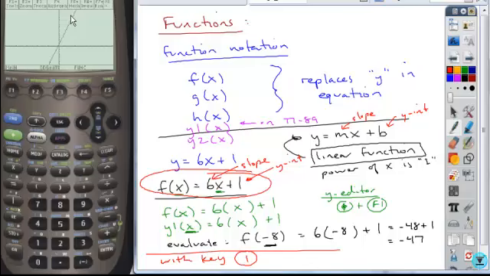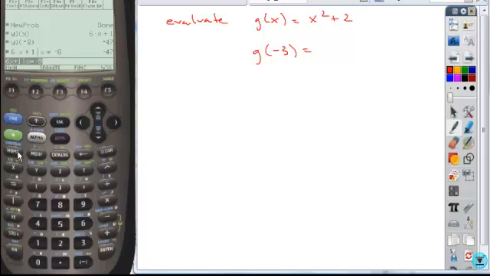Did anybody get a positive number? Negative number? If you got a negative number, you probably tried to do it manually or by hand. Okay, I want you to try to use the function notation if you can. Now again, you don't necessarily have to use your calculator. I just want to make sure that you can use your calculator.